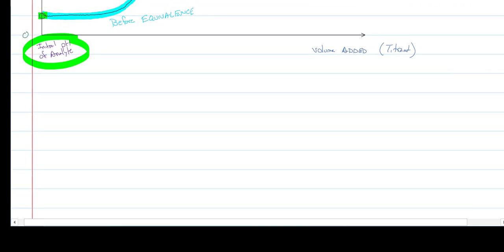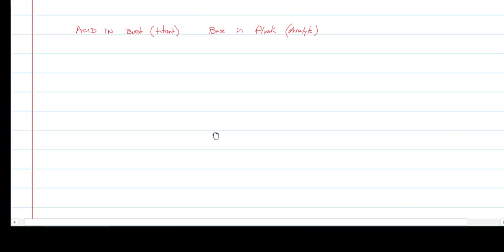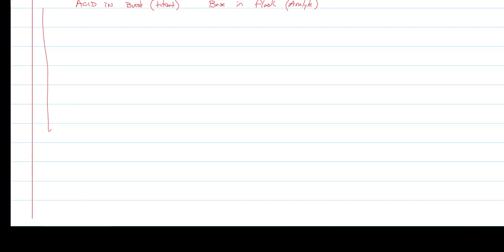Now, if I have a base in the burette, let's draw the difference. So let me come back here. In this situation, I have acid in a flask or beaker and base in the burette. Down here, we're going to have acid in the burette, which would be the titrant, and base in the flask or beaker, the analyte. So we're going to have a little bit different looking graph. Let's try to draw that again.